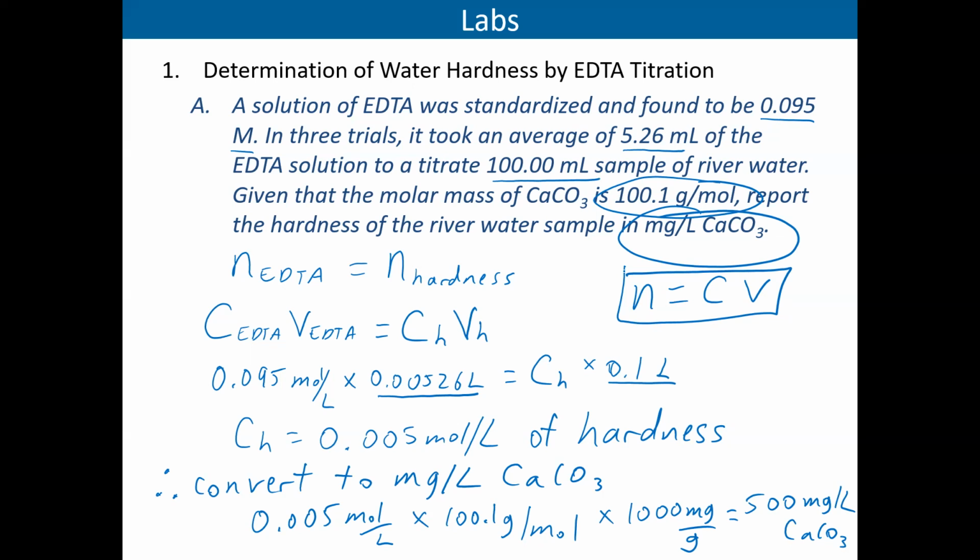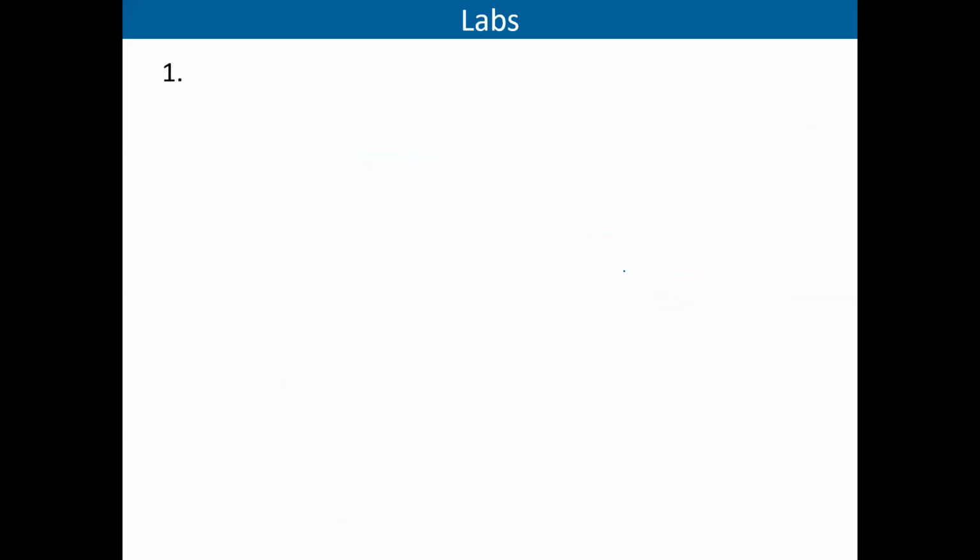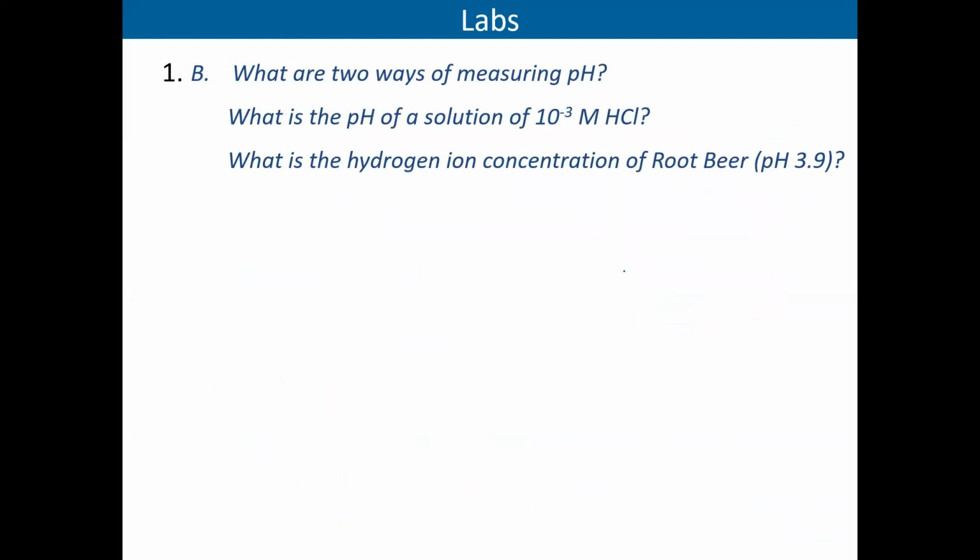So that was part A of lab 1. If you remember, part B of lab 1 was basically using the pH meter. It's asking, what are two ways of measuring pH? In lab 1, we had a pH meter, and we also had the pH paper. You could also say that we can use indicators. We've already done these kind of calculations, figuring out pH and hydrogen ion concentration, so I'm not going to do that right now.